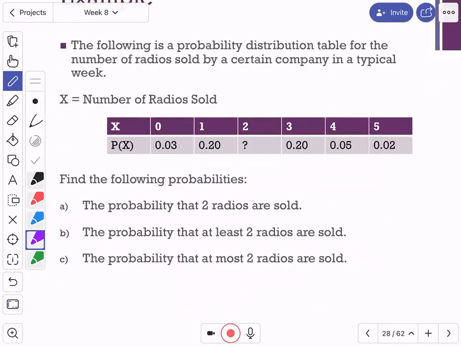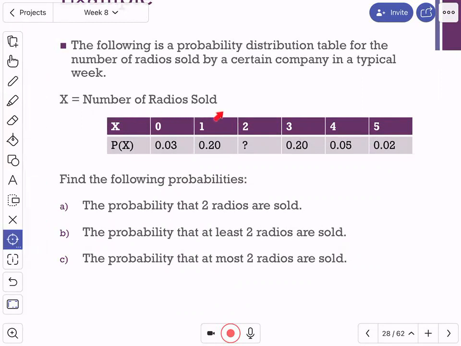The following is a probability distribution table for the number of radios sold by a certain company in a typical week. I'm defining X as the number of radios sold. So what does X equals 0 mean? That means I've sold how many radios that particular week? None, 0 radios. What does X equal 5 mean? That means I sold how many radios that particular week? 5.